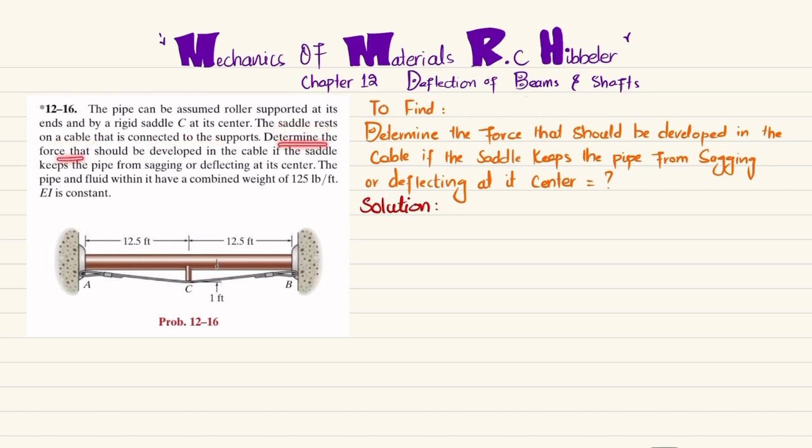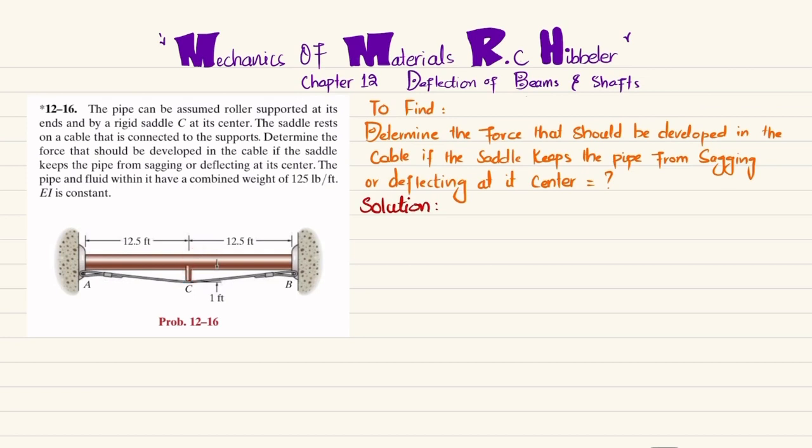Determine the force that should be developed in the cable if the saddle keeps the pipe from sagging or deflecting at its center. The pipe and fluid within it have a combined weight of 125 pounds per feet. EI is constant. So you can see this is the pipe. The ends are assumed to be roller supported, and at point C there is a saddle which keeps it from deflecting at this point.